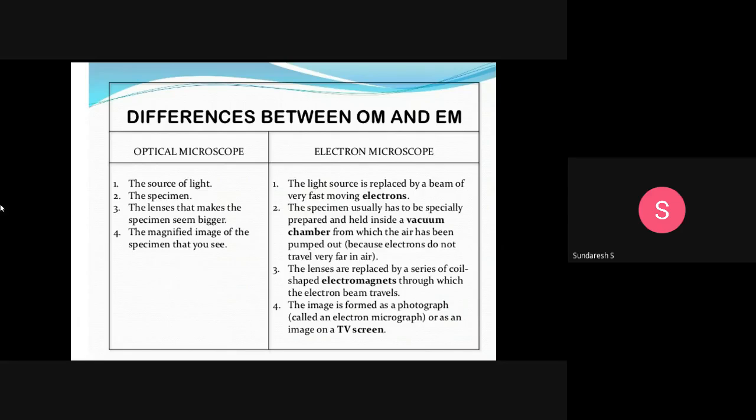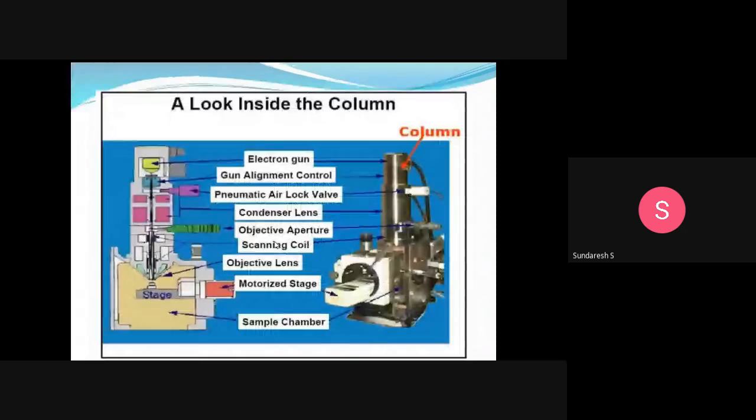In the case of an optical microscope, the lenses make the specimen seem bigger. Here, the lenses are replaced by a series of coil-shaped electron magnets through which the electron beam travels. The magnified image of the specimen is formed on a photograph called an electron micrograph, or as an image on the screen. So this is how it looks inside the column. This is a scanning electron microscope: electron gun alignment control, pneumatic airlock valve, condenser lens, objective aperture, scanning coils, objective lens, motorized stage, and sample chamber.